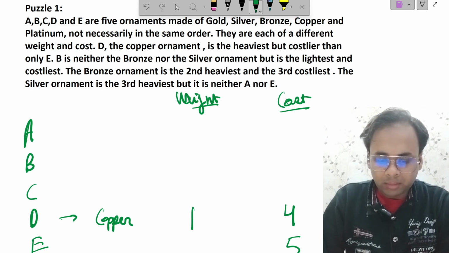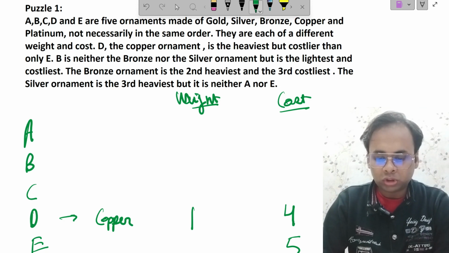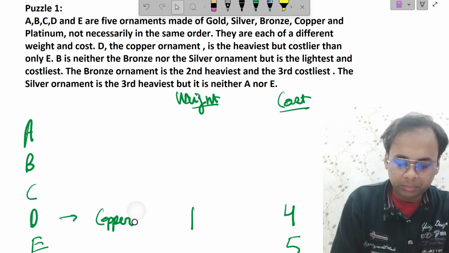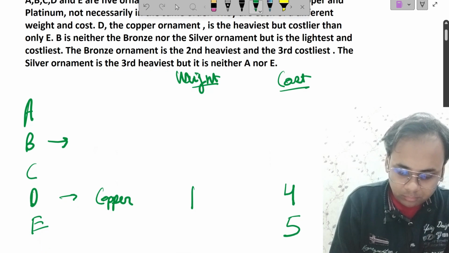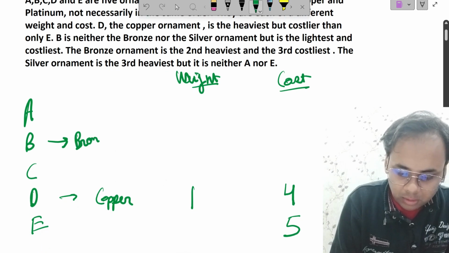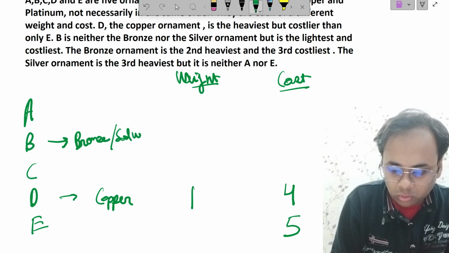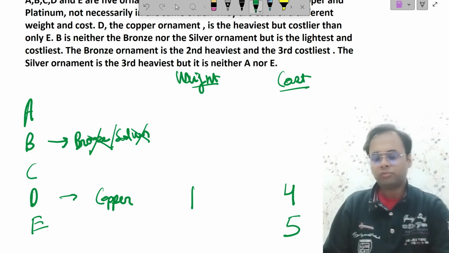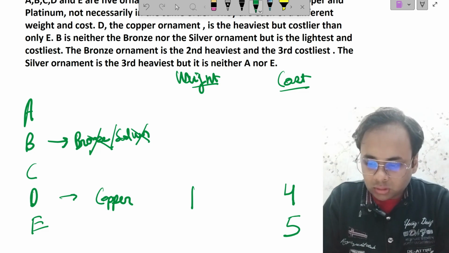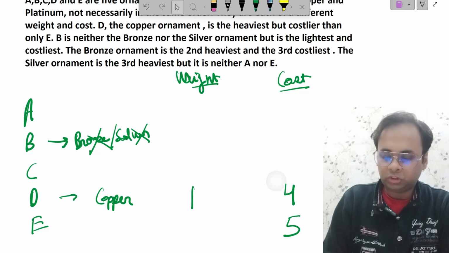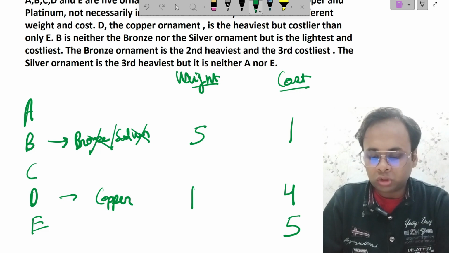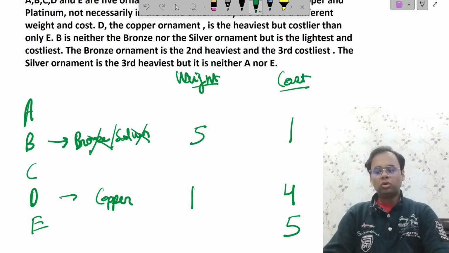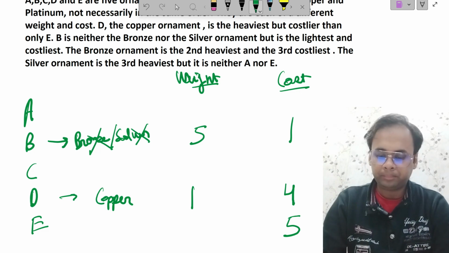Then what is mentioned? B is neither the bronze nor the silver ornament, so B cannot be bronze or silver. But it is the lightest and the costliest. Then the bronze ornament is the second heaviest and the third costliest. We don't know which is the bronze ornament till now.